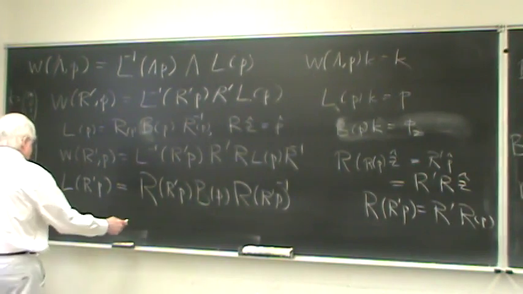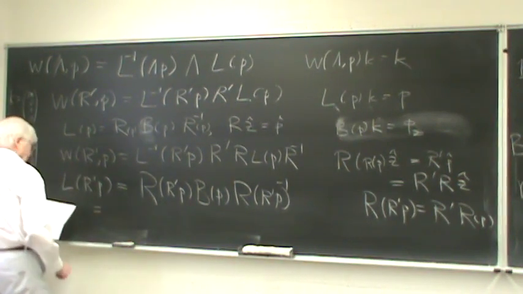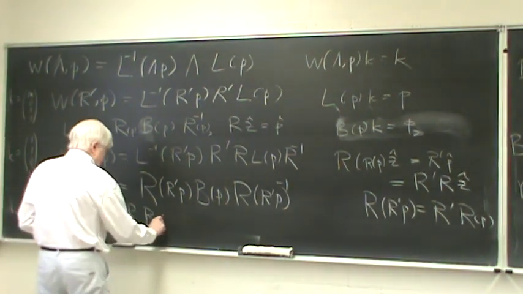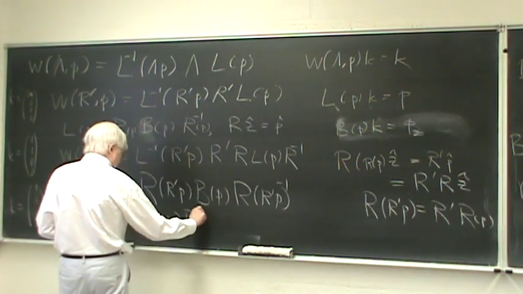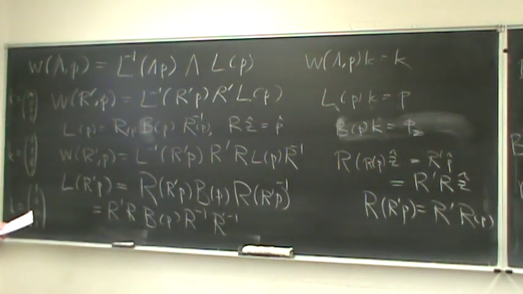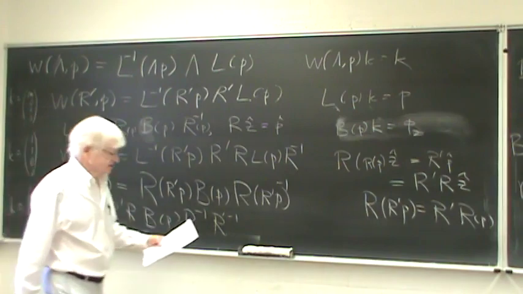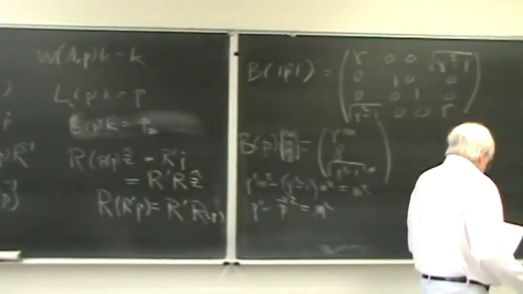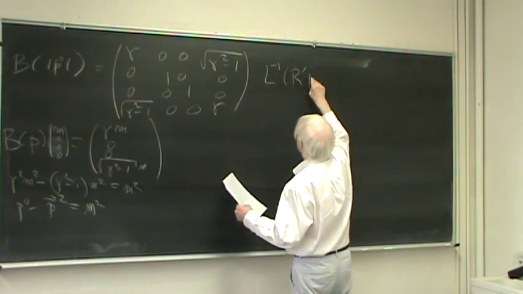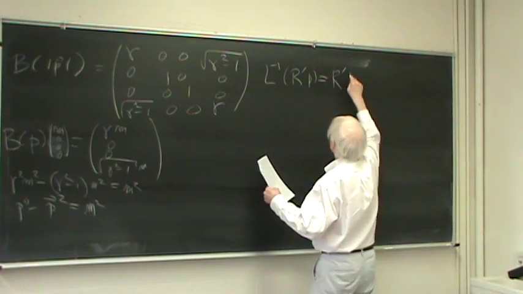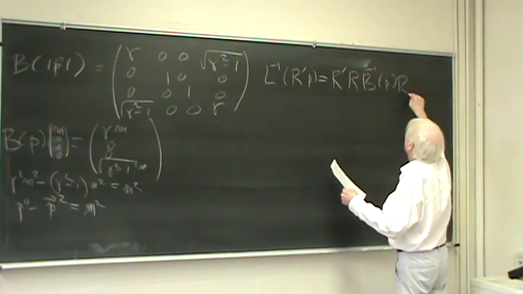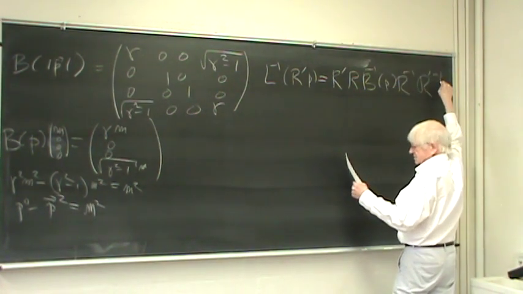Okay, well, what this tells us then is that L of R prime P is R prime R, B of P, R inverse, R prime inverse. And consequently, L inverse of R prime P is R prime R, B inverse of P, R inverse R prime inverse.